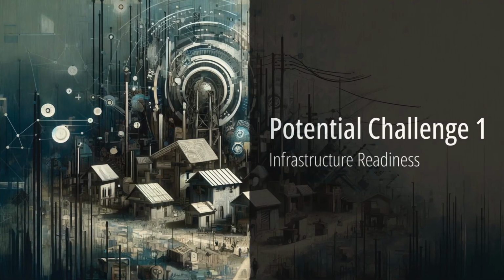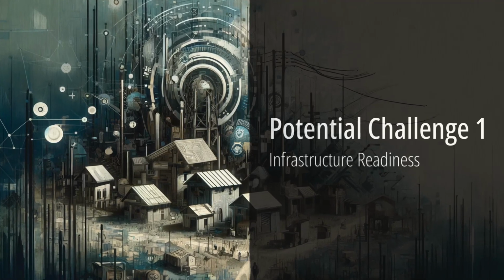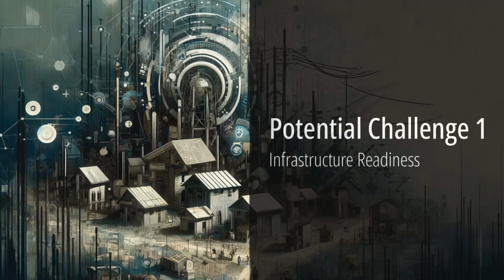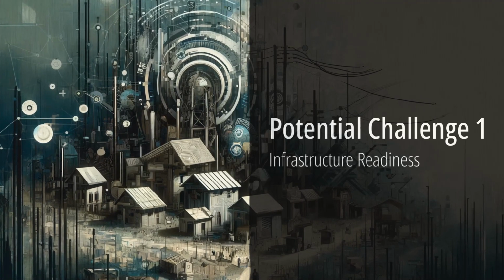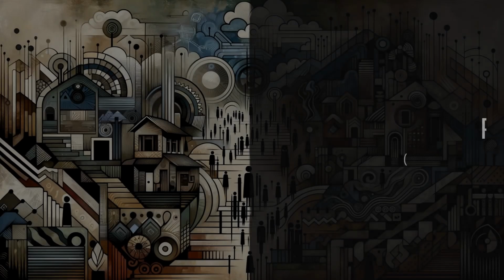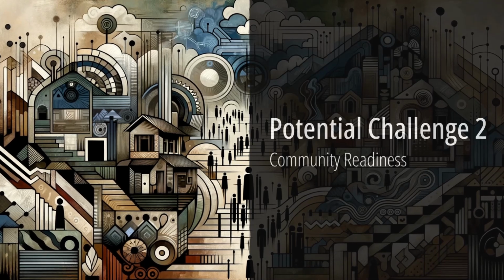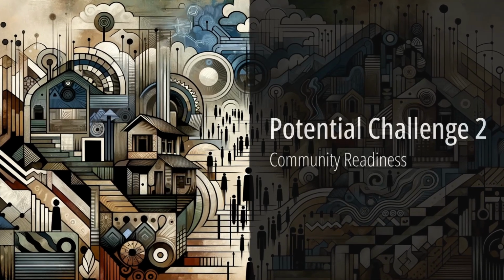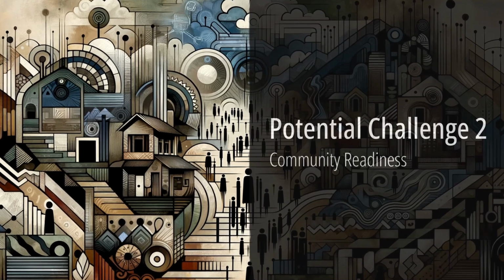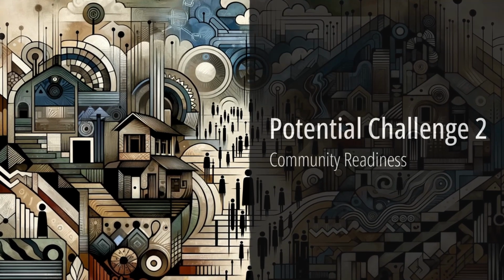5 years ago, the infrastructure, including internet connectivity and access to digital devices, might not have been as advanced as it is today. The program's success could have been hindered by a lack of adequate technology infrastructure. Challenge 2. Community readiness. The community might not have been as receptive to e-learning initiatives 5 years ago. It might have taken time to convince residents of the program's value and overcome potential resistance to this new approach.